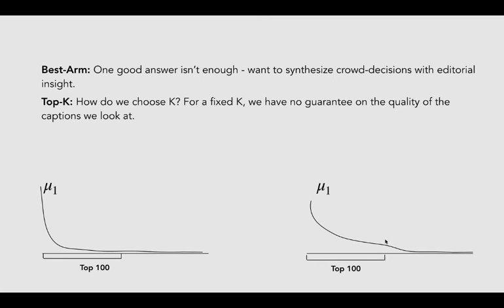In the example on the right, if I take that top 100, I end up with a set of means that are dropping off, but they're significantly higher than what's happening over on the left. On the left, the set of means I return from the top 100 contain a bunch of means that are not particularly good. There are very few that are high values. And so the problem you run into with the top K objective is that you have no guarantee on the quality of the captions that you end up returning. And because you don't know what these curves are, you don't know how to pick K.